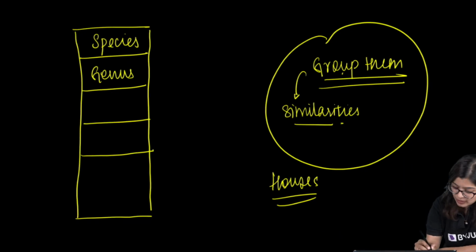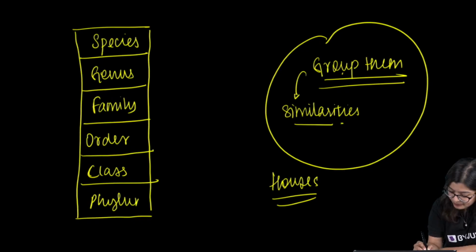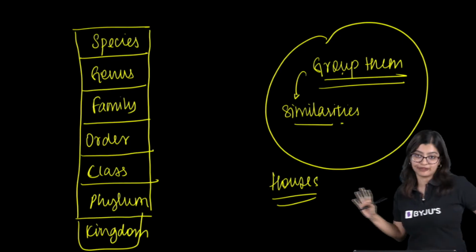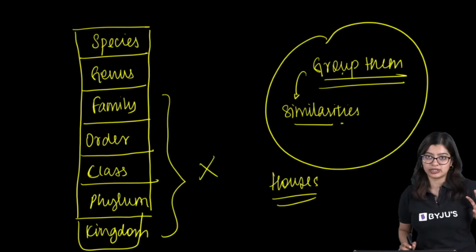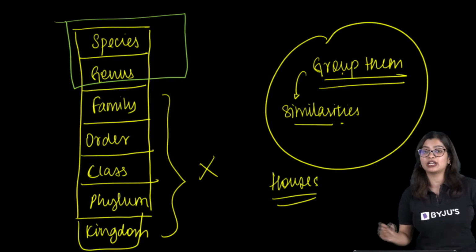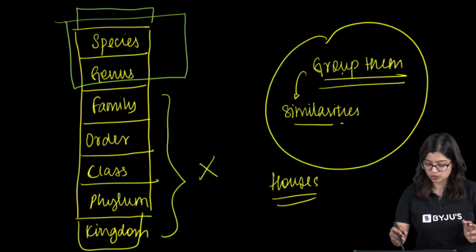We have species, we have genus, family, we have order, class, then we have phylum and kingdom, okay? Now this particular chapter was deleted from your syllabus, which is why this is going to be a little difficult. You don't need to know all of this at this point. But you do need to know two things. You need to know species level and genus level. Then you need to know something called variety also, right?